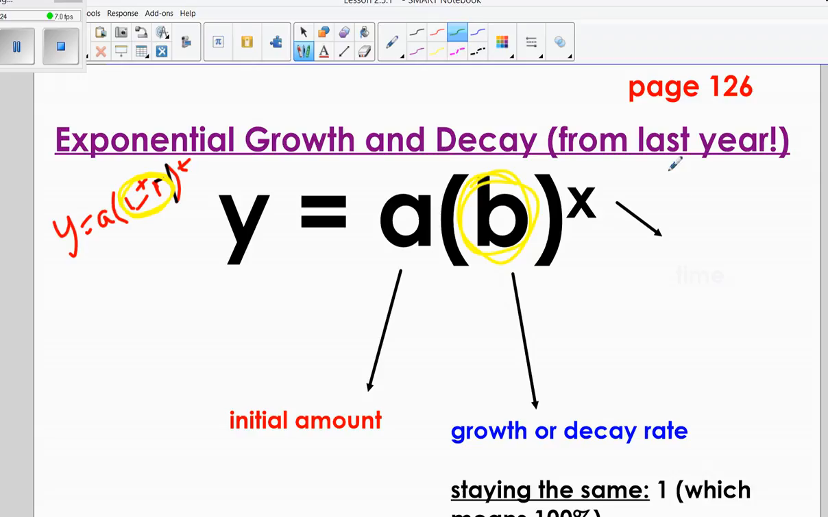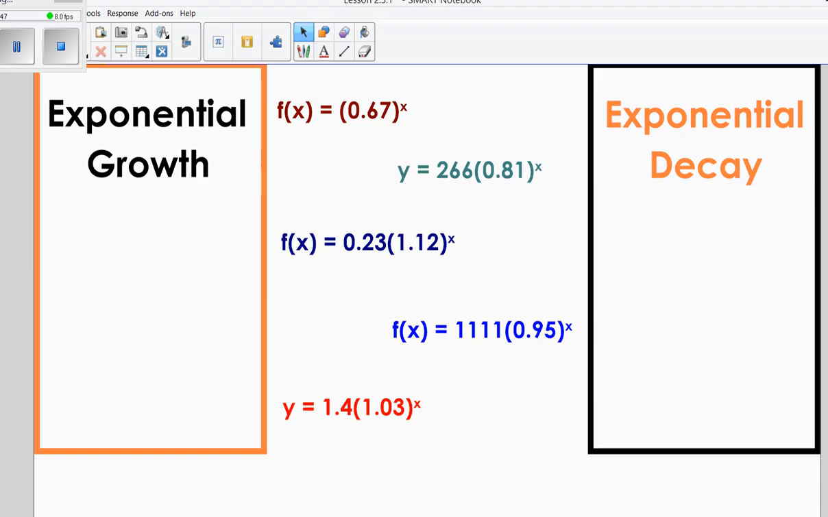And then lastly, we had A, that's your initial amount, B is your growth or decay, and your X is your T. Your exponent is always your time. Now notice in the original function, the coefficient of your time, your X, is 1, and that's what it always needs to be to understand what our growth or decay rate actually is. So let's go on to the notes for today. Let's flip the page. Here we go.